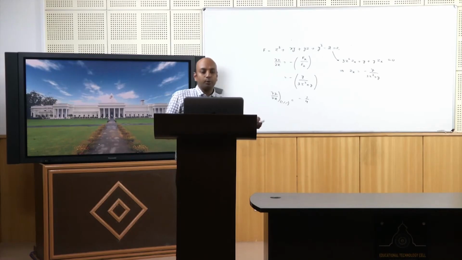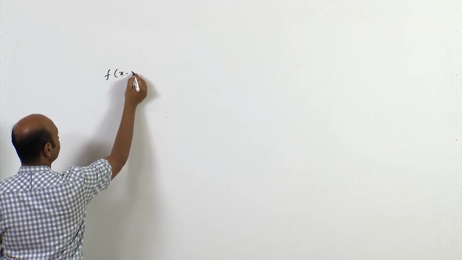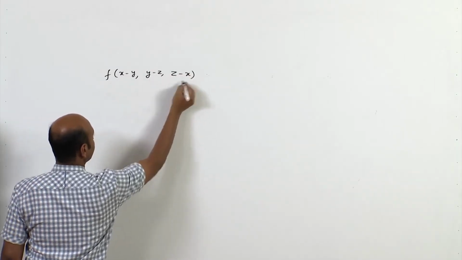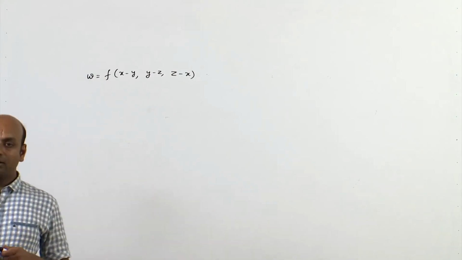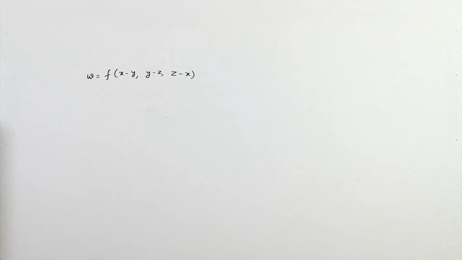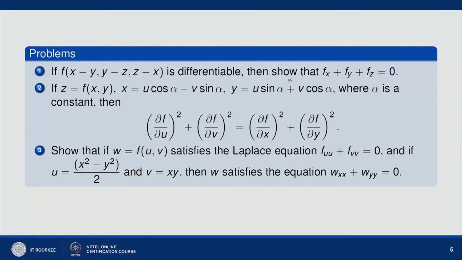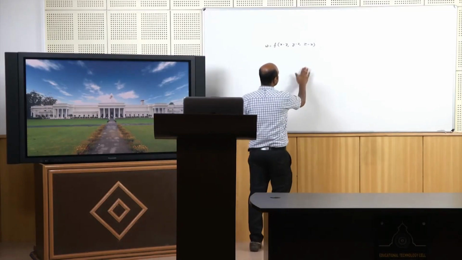Now, come to some more problems based on the chain rule. Say w is a differentiable function of x minus y, y minus z, z minus x. Then we have to show that fx plus fy plus fz equal to 0. This we have to prove. So how can we prove this?